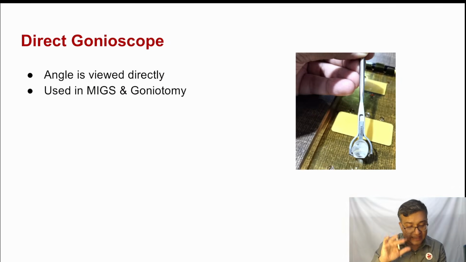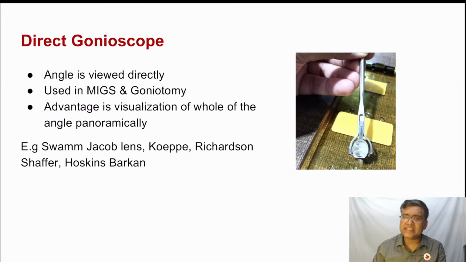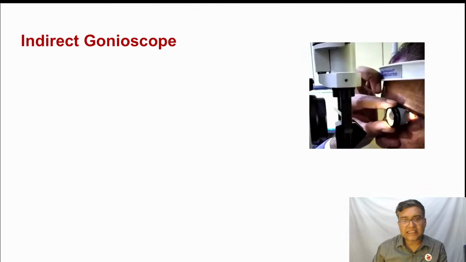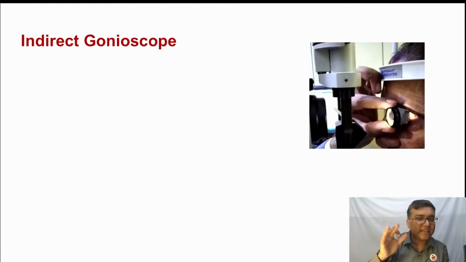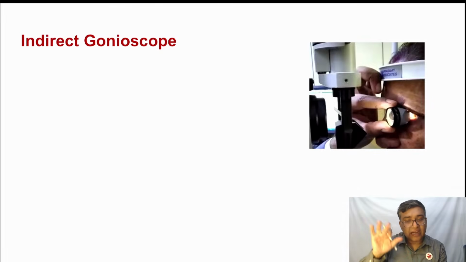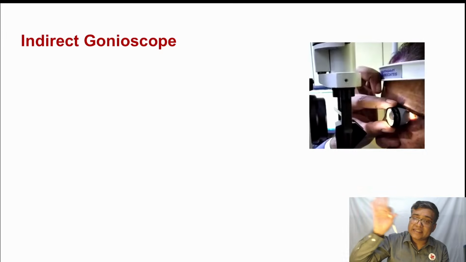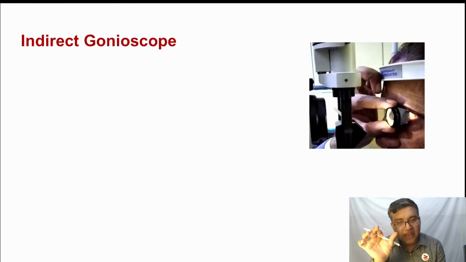Your options are that you can use a Swan-Jacob, as you can see here. There are some other types of gonioscopes as well, like the Richardson gonioscope and the Barkan gonioscope. So these are the various types of direct gonioscopes. The more common one that we use in our patients in the OPD is the indirect gonioscope, which we do with the help of a slit lamp. I put a gonioscope over the cornea, and then there is a reflection from the various mirrors of the gonioscope, and then I see it in the eyepiece of my slit lamp.